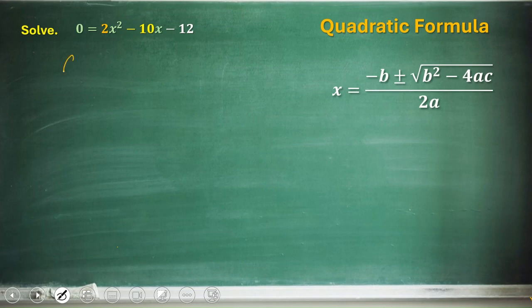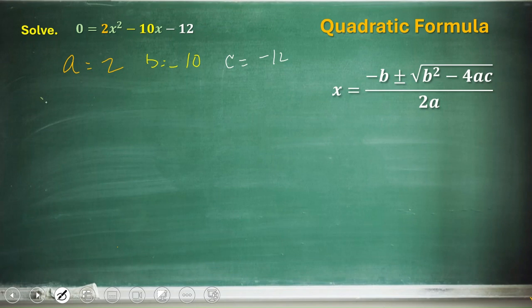A is always the leading coefficient. B is always the coefficient attached to the linear term. In this case, it's -10. And C is always our constant. What I want you to notice is that the signs, whether they're positive or negative, stay attached to our variables. So B is not 10, it's -10. And C is not 12, it's -12. This is one of the most common mistakes that gets made when using the quadratic formula.